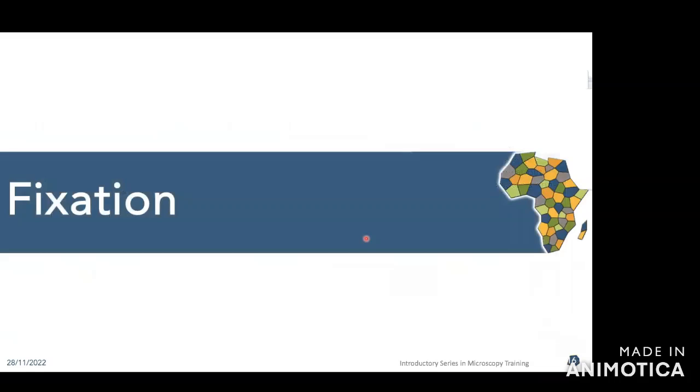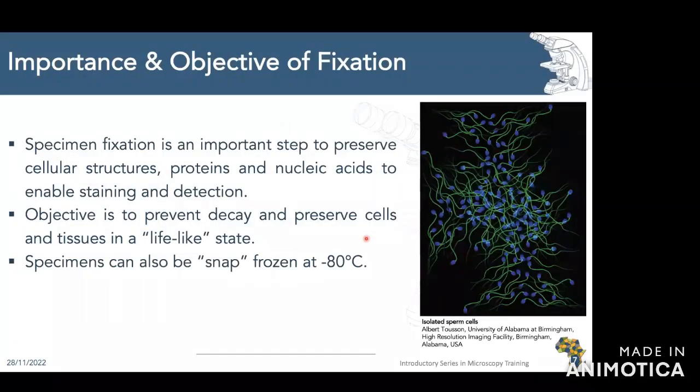So let's move on to fixation. We've now decided the sample type that we're going to use and which method we're going to go for. Fixation is really, really important. So as we've mentioned, preserving your sample in its lifelike state is really the key requirement here. If you want to preserve your cellular structures, any proteins or nucleic acid to stain and detect them later, you have to fix them in their state.